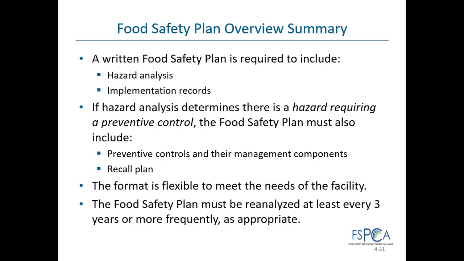Okay, let's summarize that entire chapter. Remember, the food safety plan is absolutely required to have a hazard analysis and a record keeping section. You're at least going to have training records built in there. You're definitely going to have at least both of those. Some of you will also have a preventive controls section where you describe the preventive controls and their management components, and a recall plan. The format is flexible, so make sure it meets the needs of your employees, and you need to do reanalysis every 3 years or as necessary.